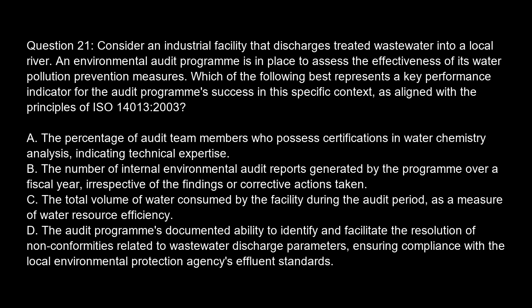Option B. The number of internal environmental audit reports generated by the program over a fiscal year, irrespective of the findings or corrective actions taken. Option C. The total volume of water consumed by the facility during the audit period as a measure of water resource efficiency. Option D. The audit program's documented ability to identify and facilitate the resolution of nonconformities related to wastewater discharge parameters, ensuring compliance with the local Environmental Protection Agency's effluent standards.